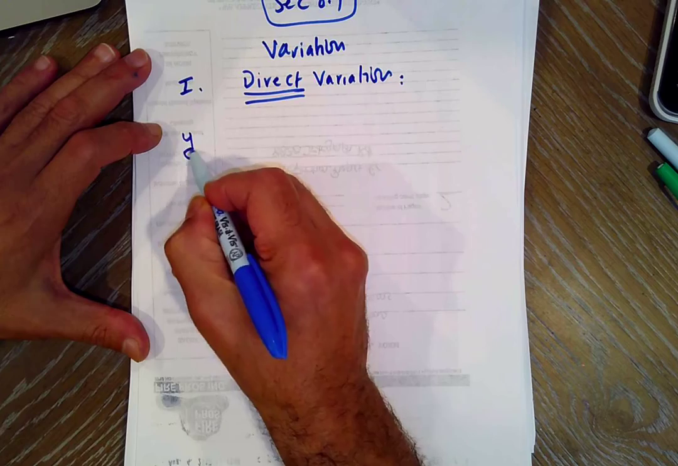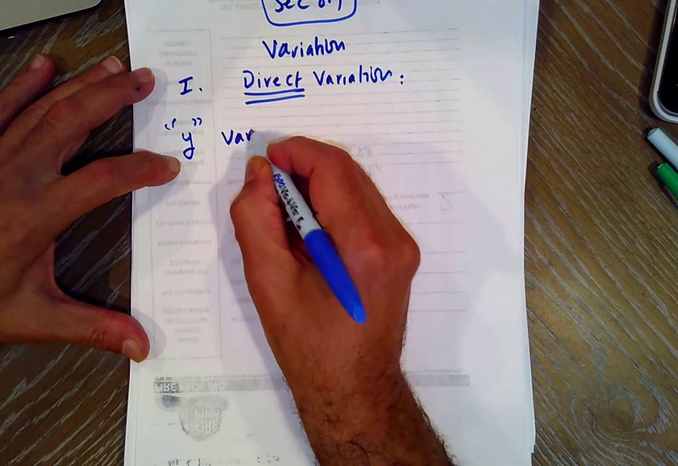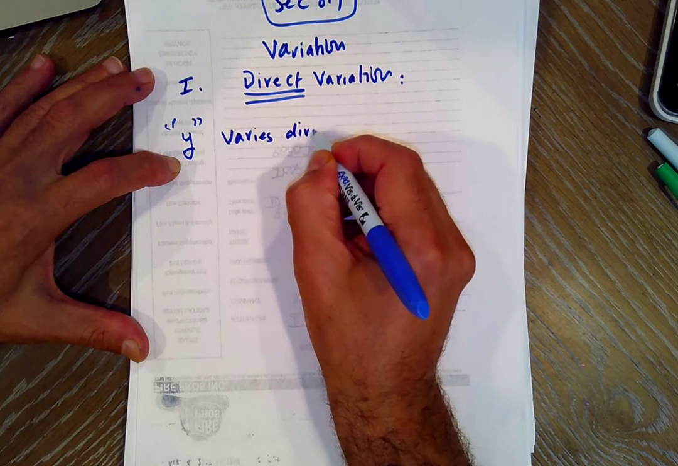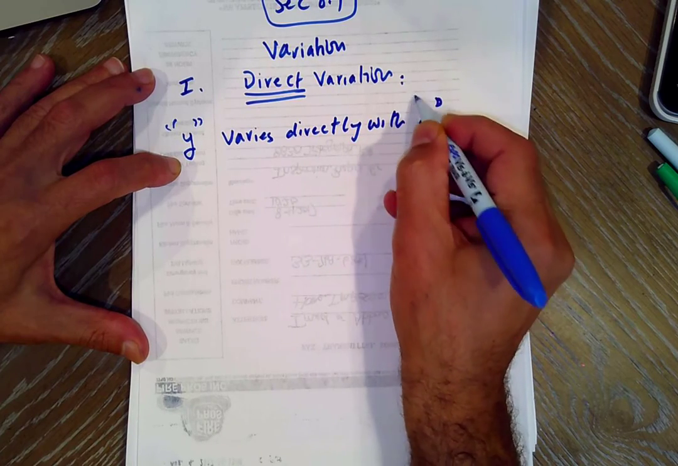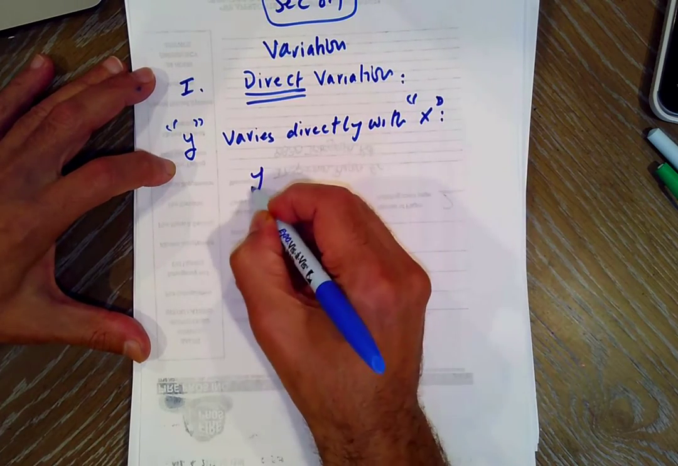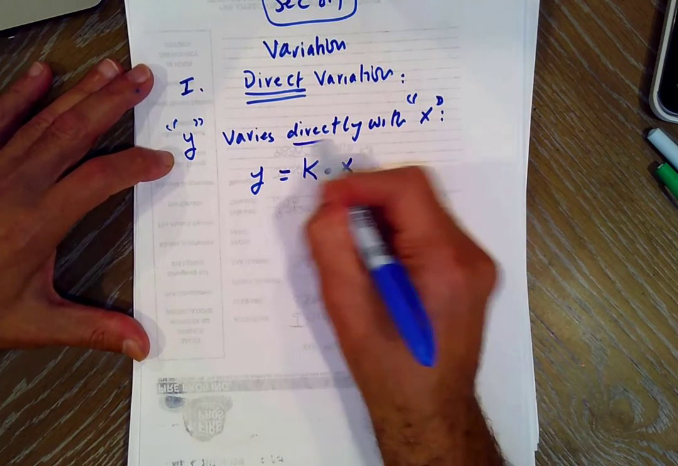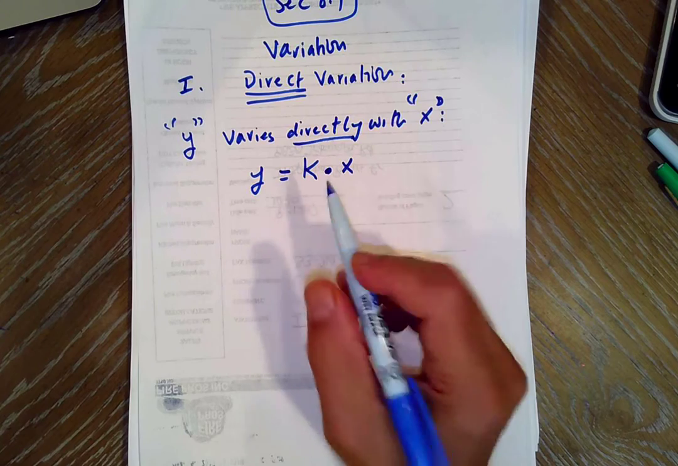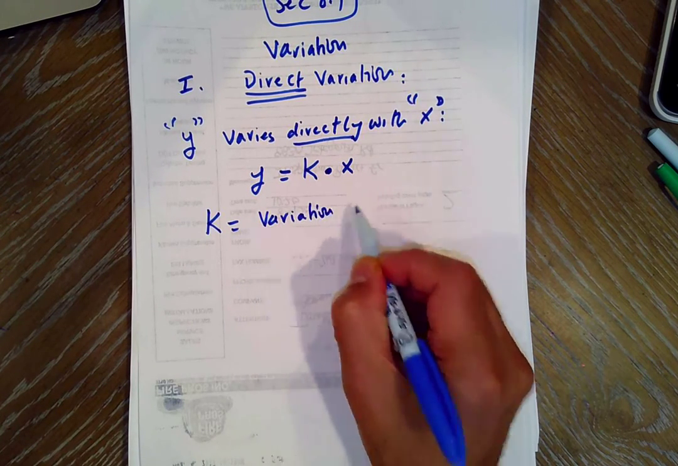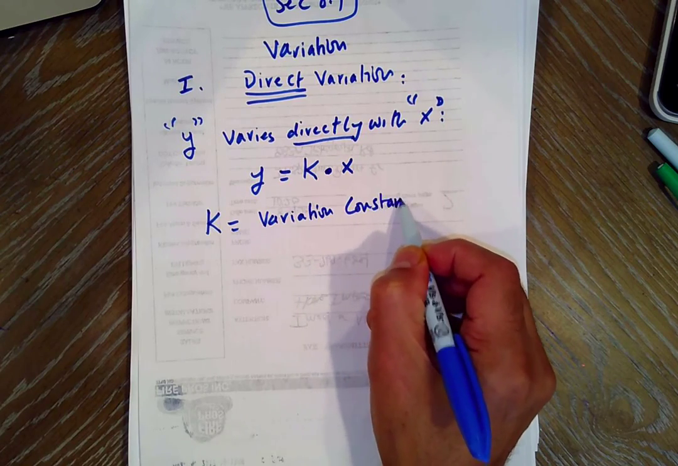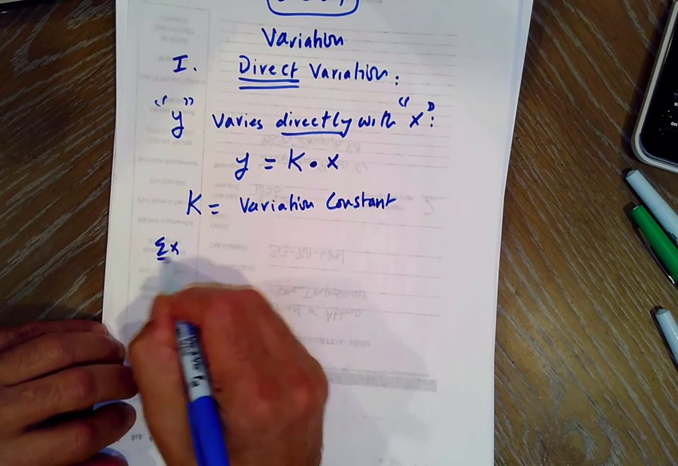When we say the variable y, or any variable, y is just a generic variable, varies directly with x, and again another generic variable, that means y equals k times x. So when there is direct variation, we multiply by the variable. k is called the variation constant. Well, let me just give you an example so you can understand why we have to have a k in there before we go on any further.